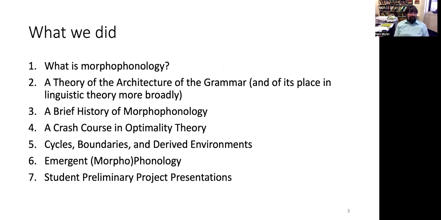So this is a list of the titles of different weeks in the syllabus. What is morphophonology was the first one. 2, a theory of the architecture of the grammar and of its place in linguistic theory more broadly, which I'll talk about in a little bit. 3, a brief history of morphophonology. 4, a crash course in optimality theory. 5, cycles, boundaries, and derived environments. 6, emergent morphophonology, which was specifically about the book Emergent Phonology by Archangeli and Pulleyblank. We read the entire thing and talked about it.